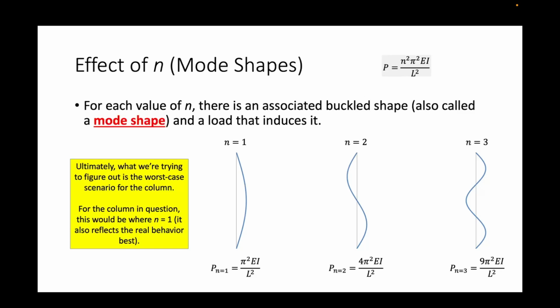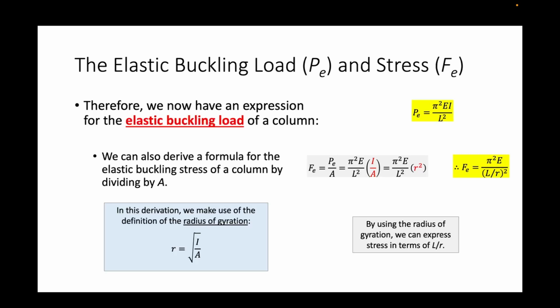So if we kept increasing n, it wouldn't really matter. We would just get more intricate buckling modes, but higher loads that would cause those to happen. But that wouldn't happen in the real world. What would happen in the real world is this. So I propose that we now have a pretty basic expression for the buckling load.